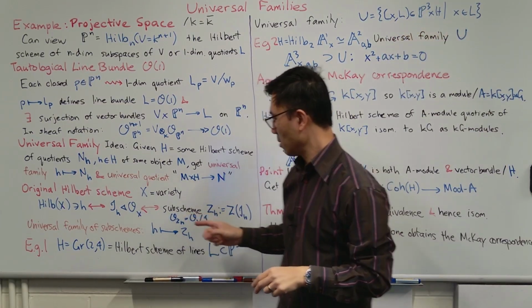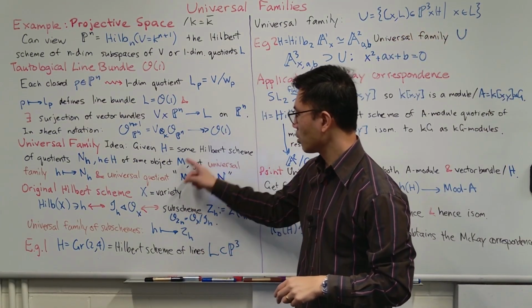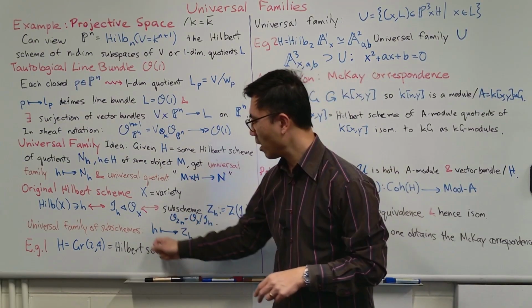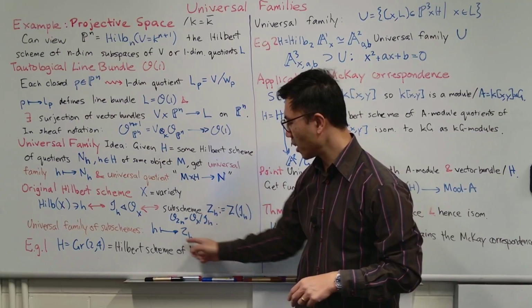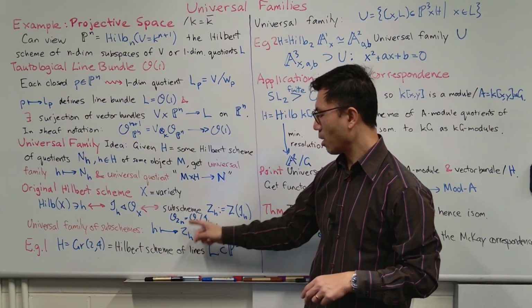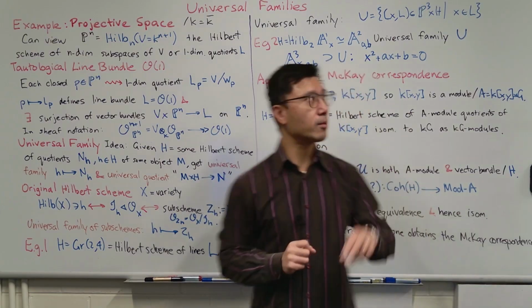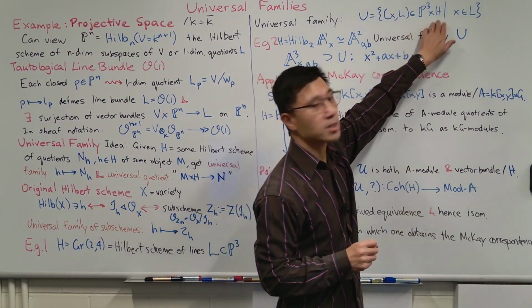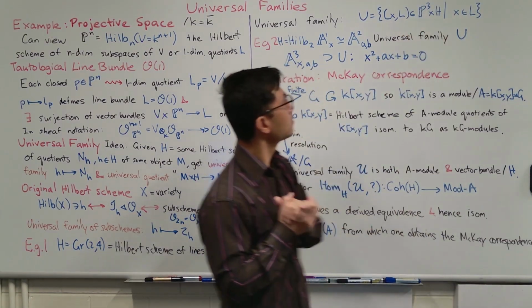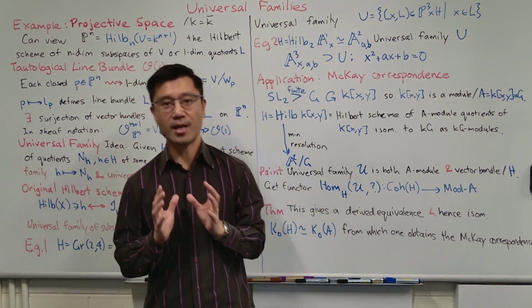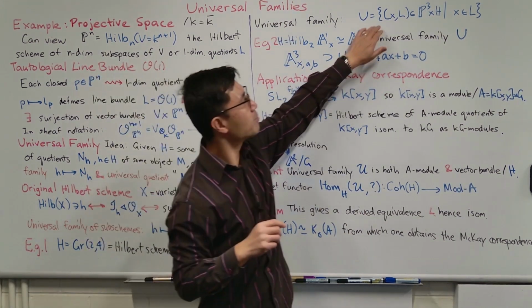There is a dual version of this. Here you have the universal quotient. Here you'll have the universal sub-object. So Z, the universal sub-object, will be U there, and it sits inside the product. Here the product is P3 cross H. So that's something that you have. Let's look at another example, which is perhaps a little bit less abstract.